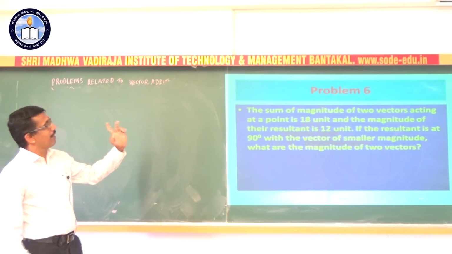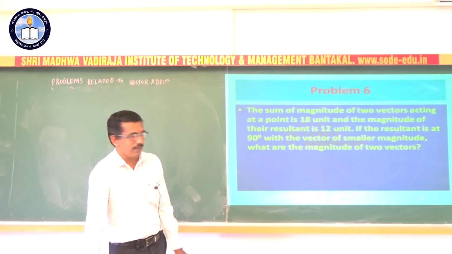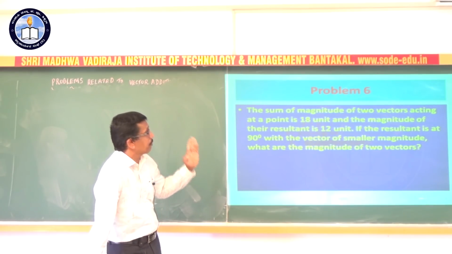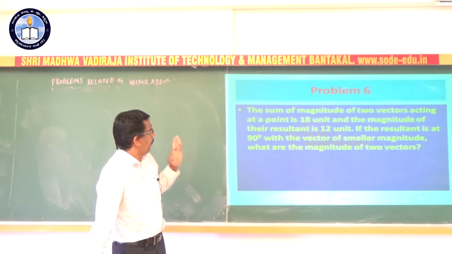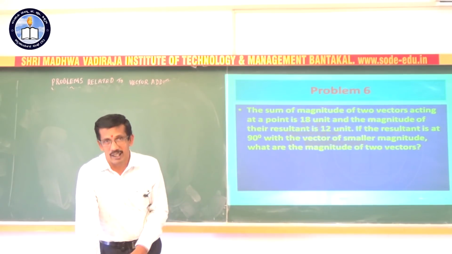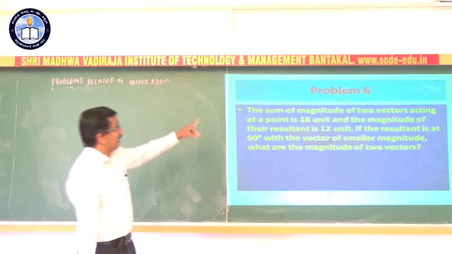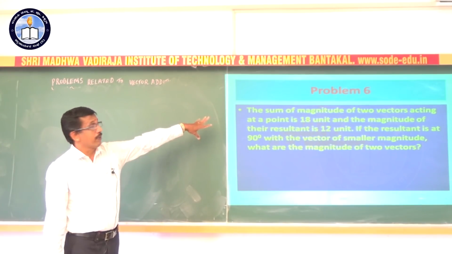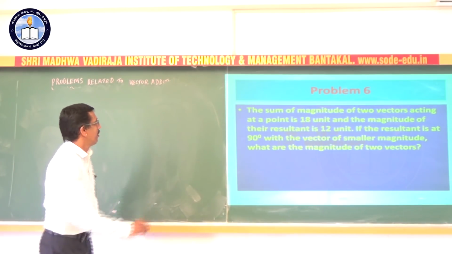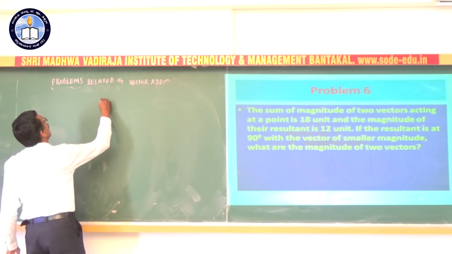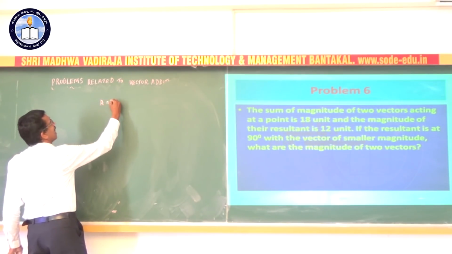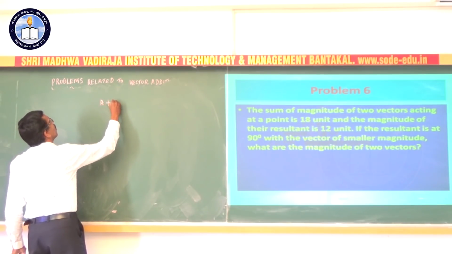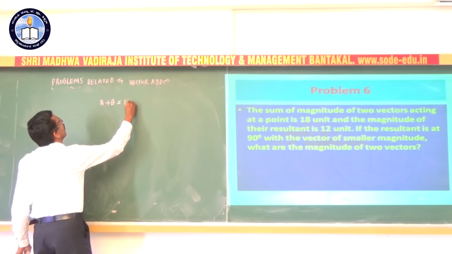And the magnitude of their resultant is 12 unit. If the resultant is at 90 degree with the vector of smaller magnitude, what are the magnitudes of the two vectors? See here, read the problem 2 or 3 times, get the concept, what all is given. The two vectors of magnitude, say first vector magnitude is, second vector magnitude is, together they give 18.